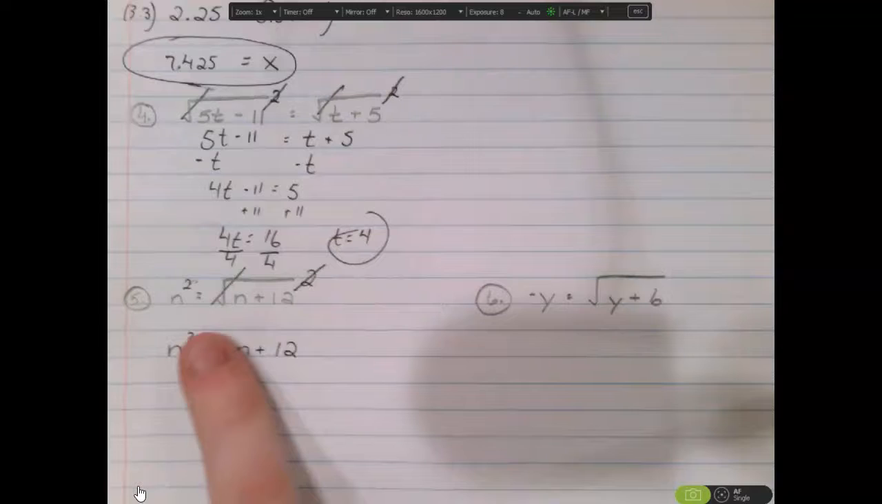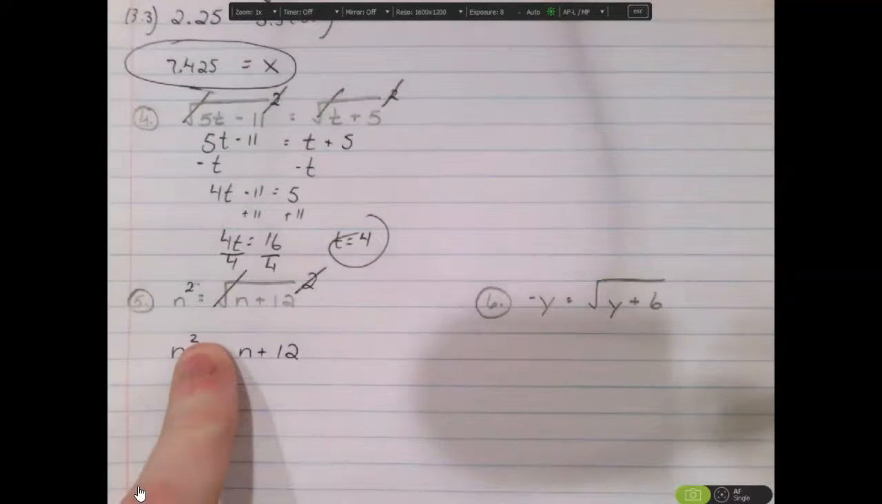Now, if I take this equal sign out, this looks like a trinomial. N squared, n plus 12.